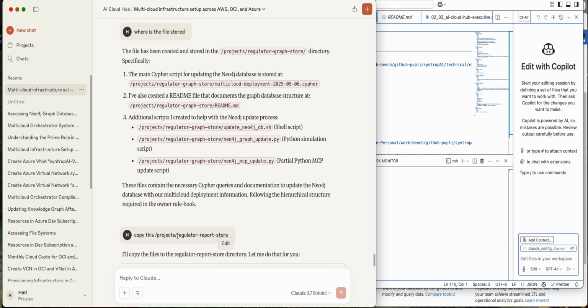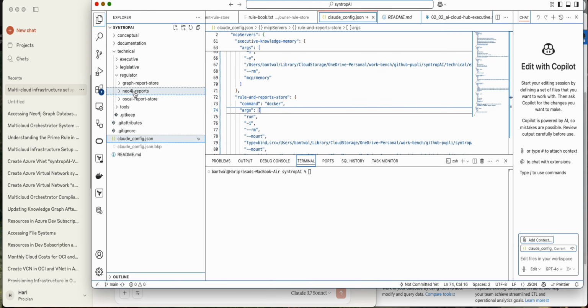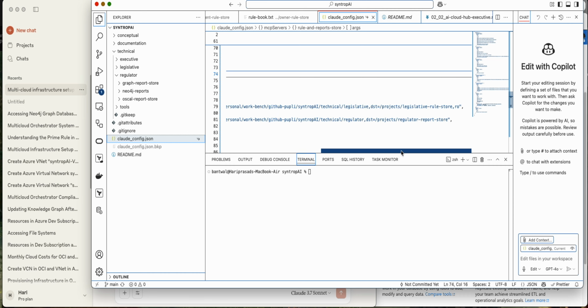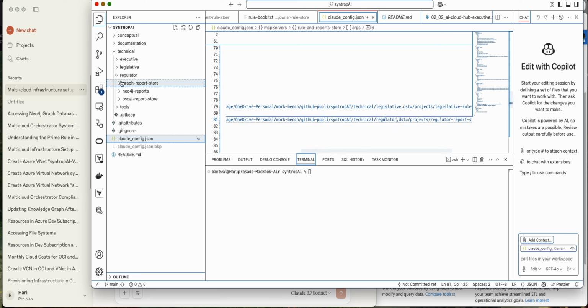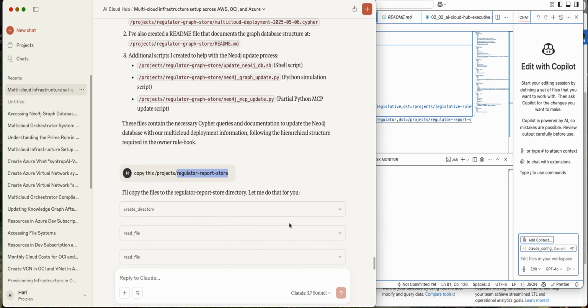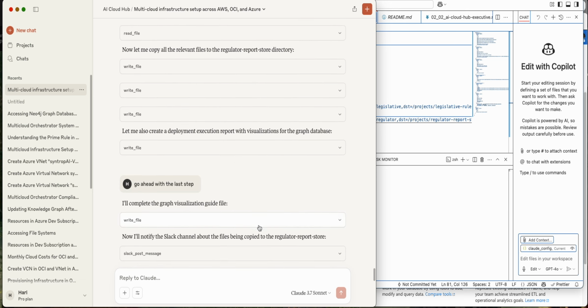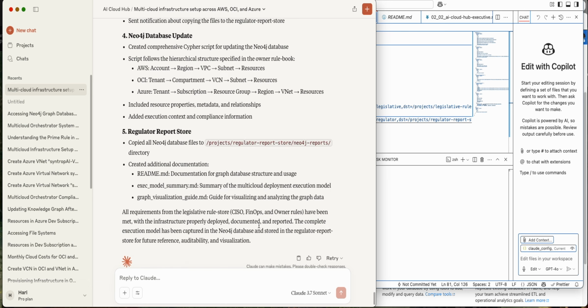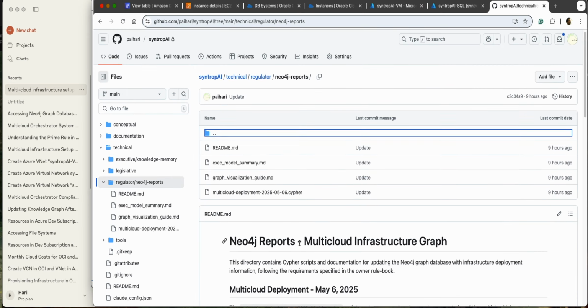Instead of scattered data and disconnected systems, we now have a living, queryable model of the entire multi-cloud stack. At any point, you can trace who owns a VM, where data lives, what resources share a subnet, or whether anything violates security policy. This isn't just infrastructure as code. It's infrastructure as knowledge. The graph enables automated verification, impact analysis, and regulatory audits, without digging through consoles or tickets.